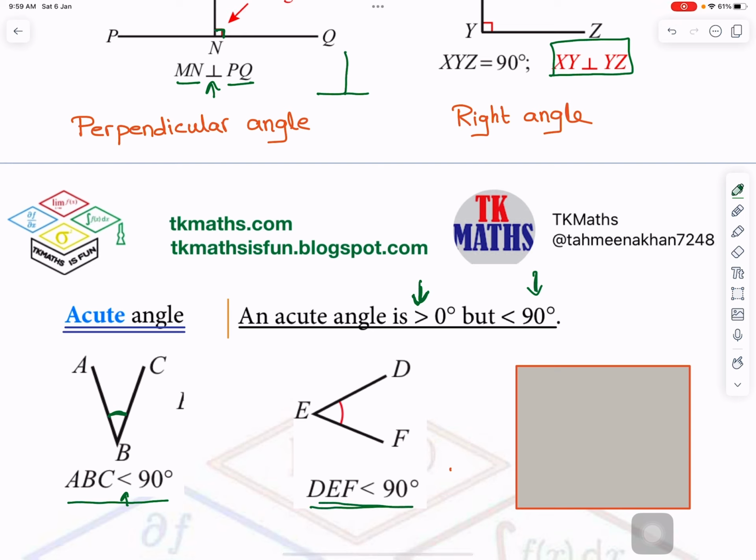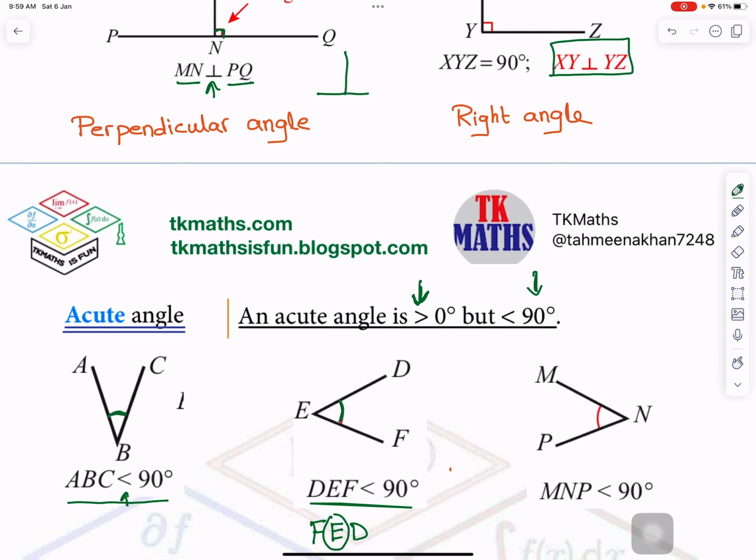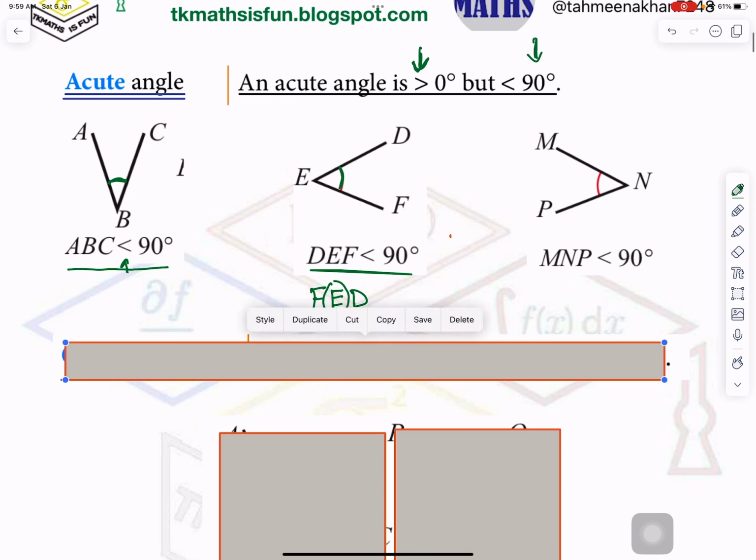DEF less than 90. By the way, you can also say it here FED. You can write it like this also, but E has to be in the center. Why? Because the angle is drawn at E. Similarly, MNP is less than 90 degrees.